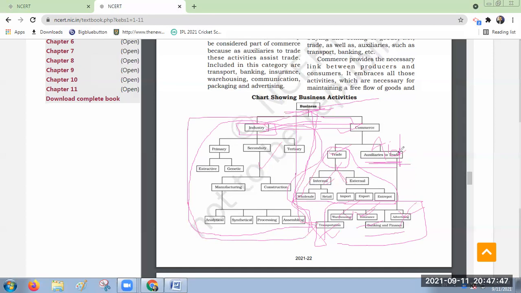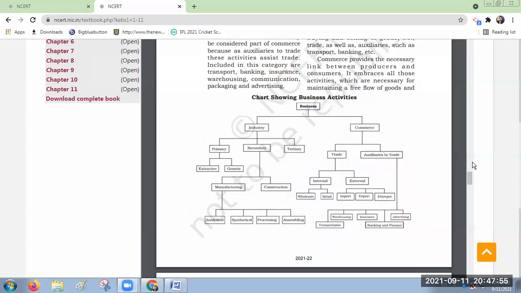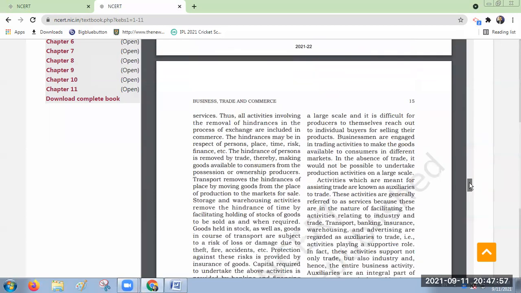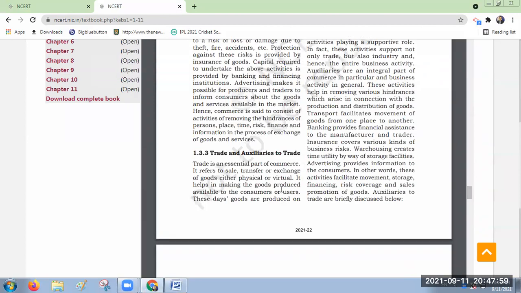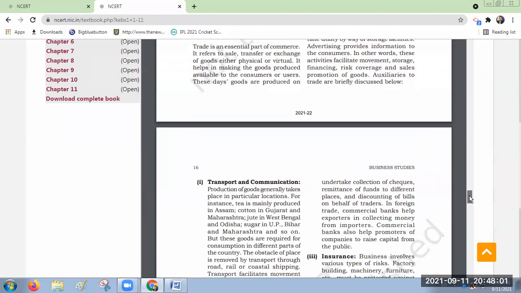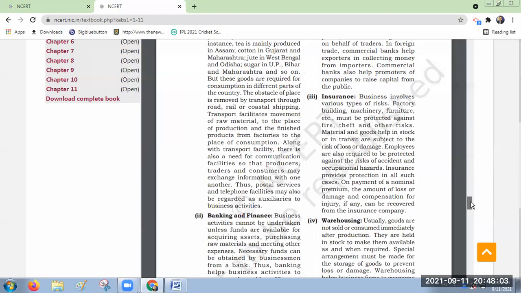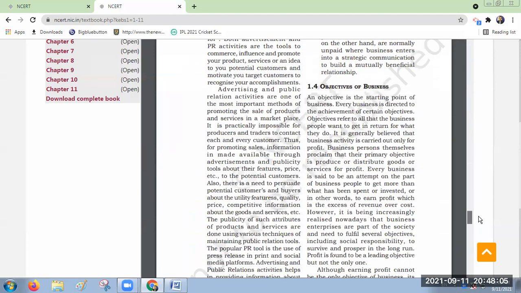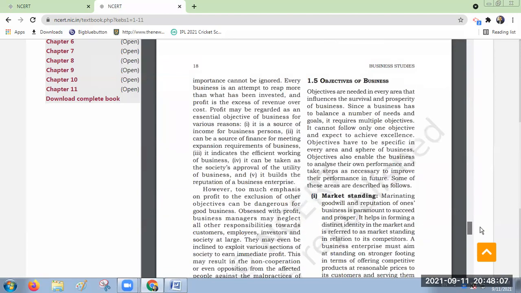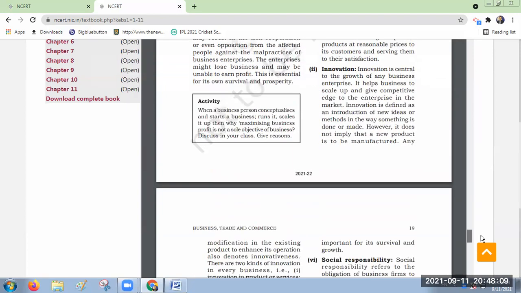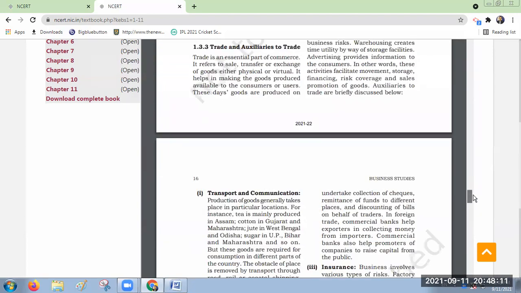So whatever I explained today, you read it: trade, its types, and auxiliaries to trade. If you have any doubts in that, you can ask me. Trade and auxiliaries to trade, you can see. These are the auxiliaries. The objectives and the characteristic features of business, I will explain in the next class.